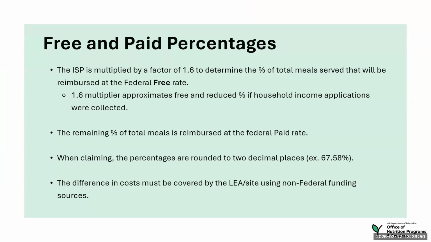So for free and paid percentages, that ISP is multiplied by a factor of 1.6 to determine the percent of total meals served that will be reimbursed at the federal free rate. And that 1.6 multiplier is set by USDA. That's not something that changes. And this just approximately estimates the free and reduced percentage if household income applications were collected by the SFA.